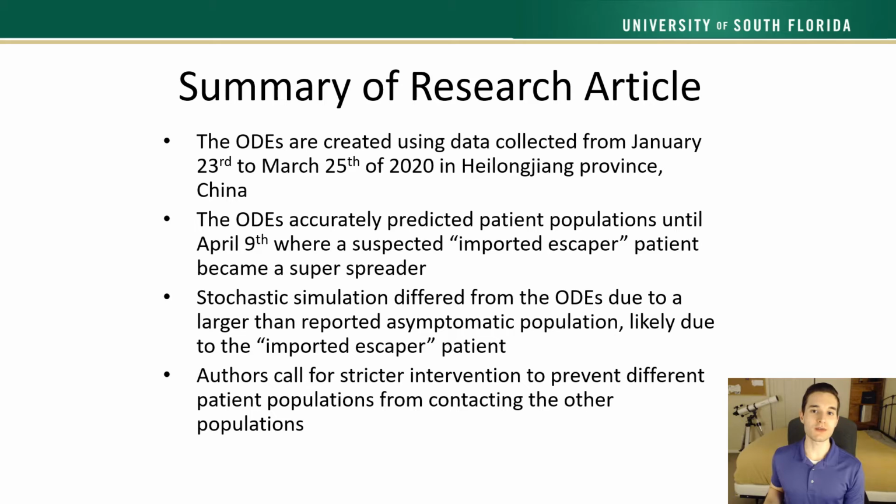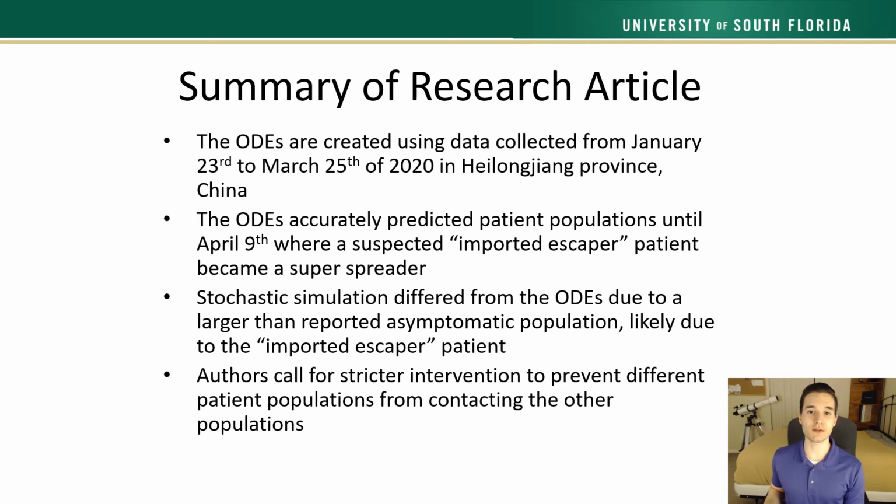The research article used in this analysis is Modeling COVID-19 Epidemic in Heilongjiang Province, China by Tingzi Sun and Yang Wang. The article provides multiple coupled ordinary differential equations that represent data collected from January 23rd to March 25th of 2020. The models are accurate to the data and can accurately predict patient populations until April 9th, where it is suspected that an imported escaper patient came into close contact and contributed to a large, unreported asymptomatic patient population. This was determined through stochastic simulations.